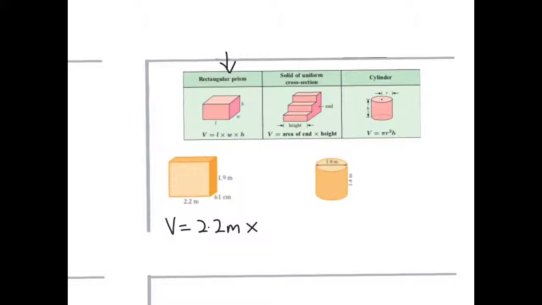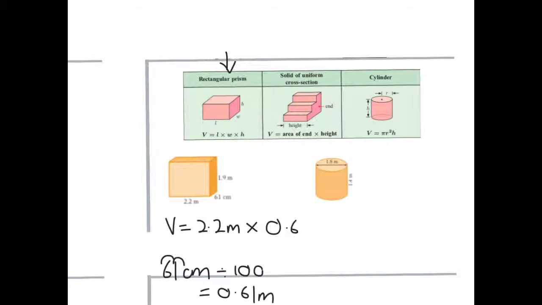Now the really important thing to remember here is that when you're calculating volume, you have to have the units all the same. So we've got meters and centimeters. Therefore, we just need to do a quick calculation to convert centimeters into meters. 61 centimeters is actually, to convert that to meters, we're going to divide that by 100. Now you might remember that's the same as moving the decimal point two places to the left, which is 0.61 meters. You could easily do that on the calculator.